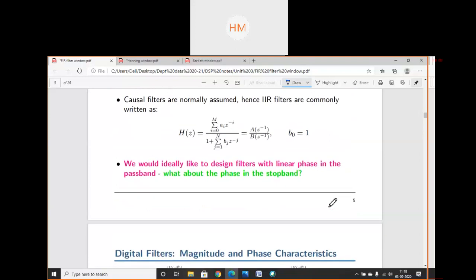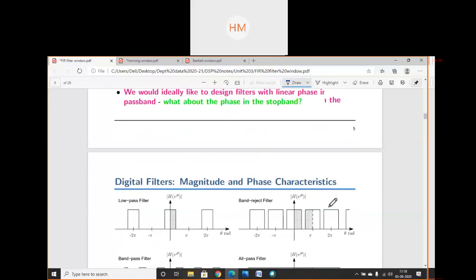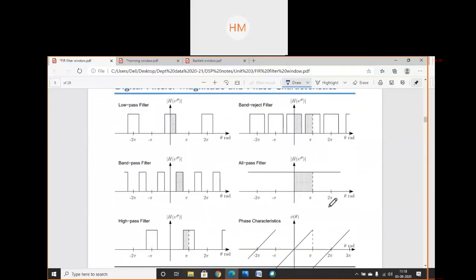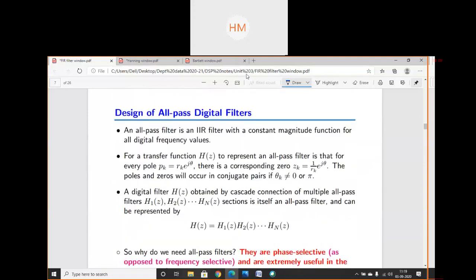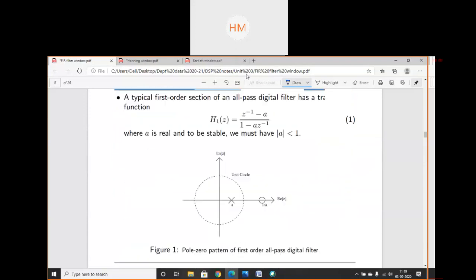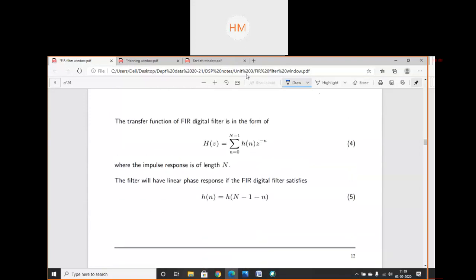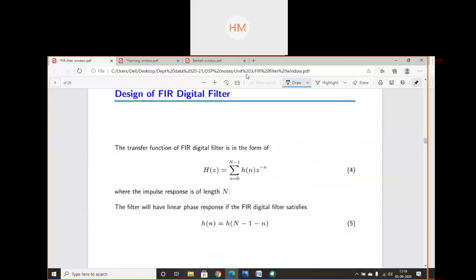Then linear phase FIR filter we have discussed. This is the magnitude and phase characteristics of various types of filters: low pass, high pass, band pass, all pass, band reject filter. This we have discussed. Then we came to know that all pass digital filter is of type IIR filter. Then we have started with FIR filter.